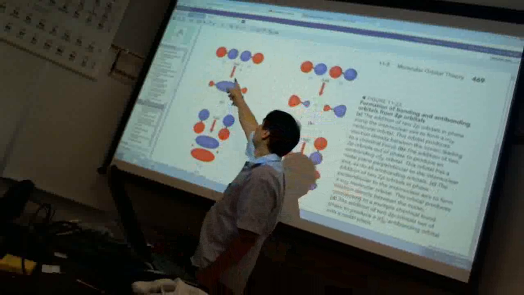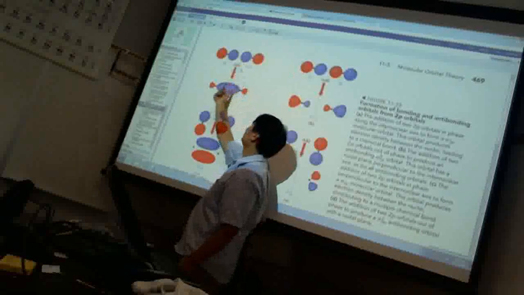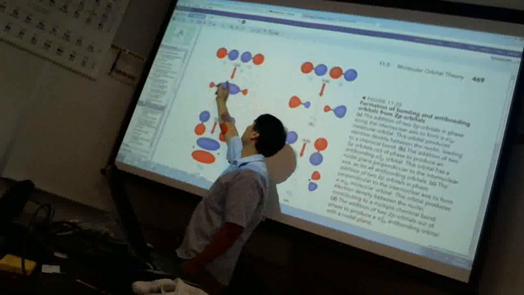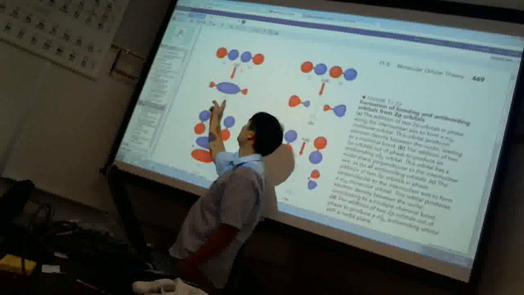And so if we take a px and a px, mix it in phase, the positive amplitude here constructs here, we grow this bigger. And the two blues out. And this is the sigma 2p.